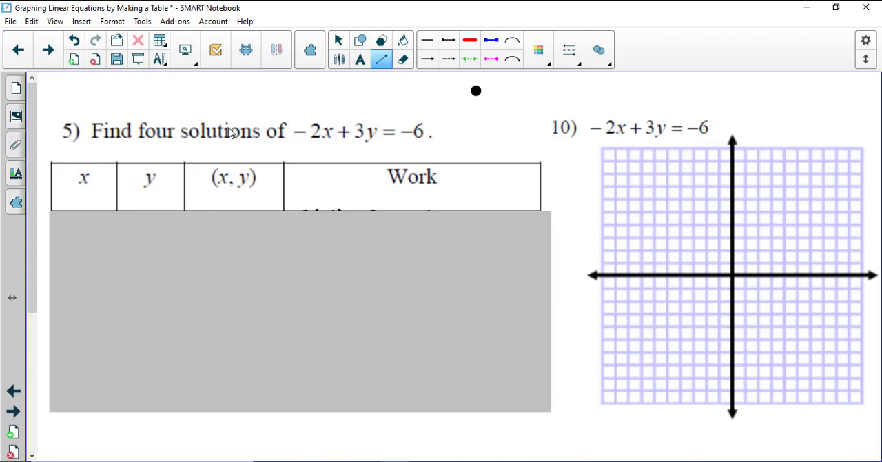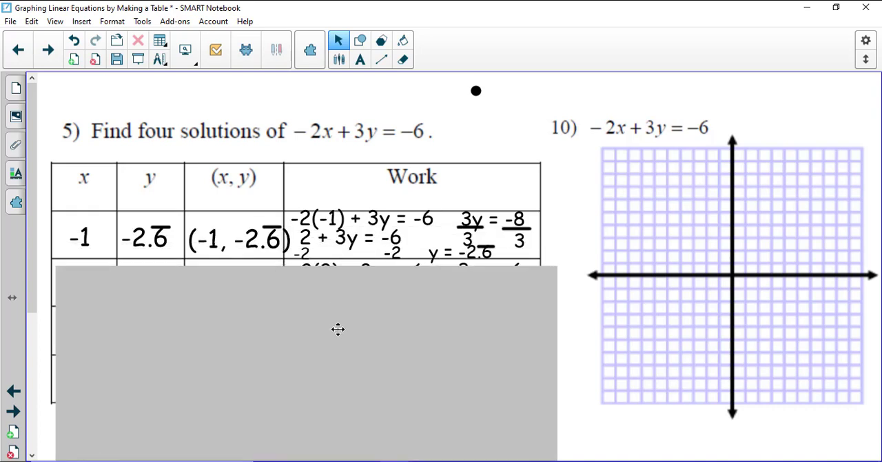Okay, continuing with number 5, just kind of looking at some of these more challenging questions here. We want to find 4 solutions of negative 2x plus 3y equals negative 6. So I stuck with those same values. We're going to start with negative 1. We do get some decimals here, so you can always choose different values if you want.